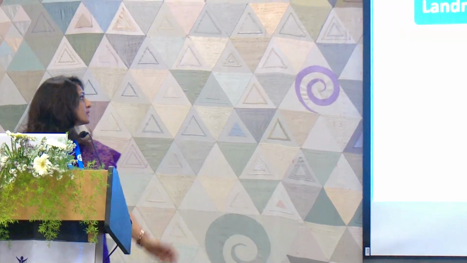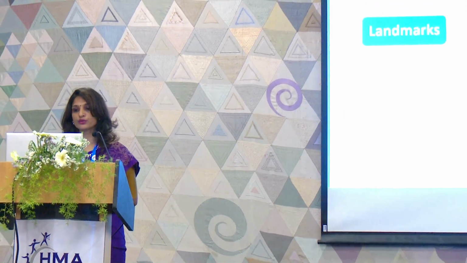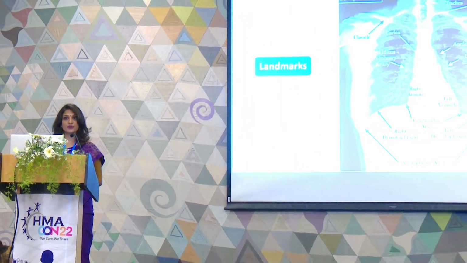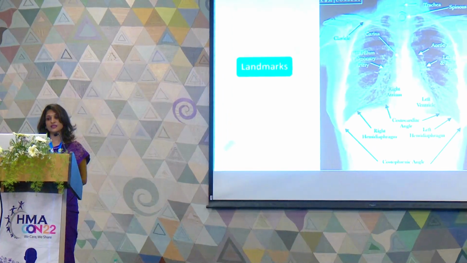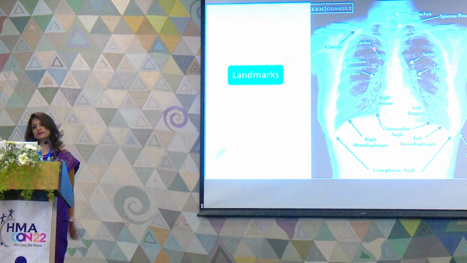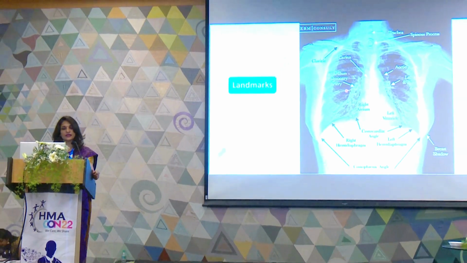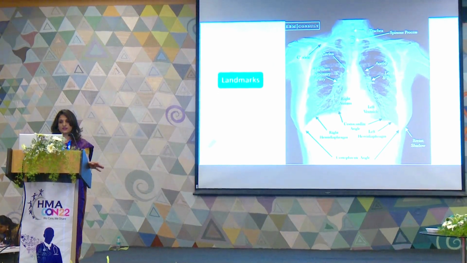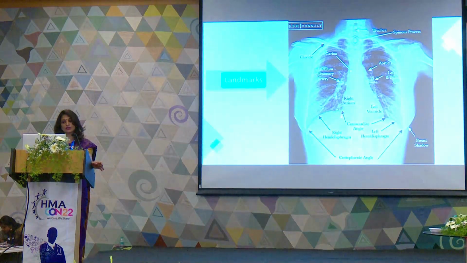Now the normal landmarks, we all know this is the trachea, central. These small things are the spinous processes of thoracic vertebrae. This is the bifurcation of the trachea, that is the carina. These are the hilum, right and left hilum. We can see the pulmonary arteries in these, right, left. These are clavicles. This is costophrenic angle. This is cardiophrenic angle. This is costophrenic angle. And these are the diaphragms.